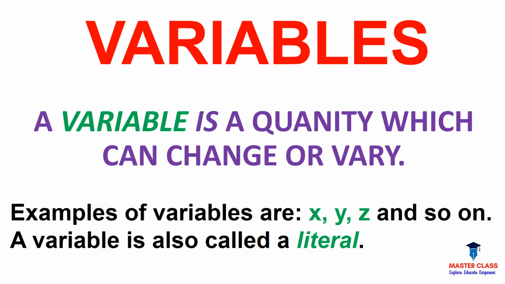Let's begin with variables. A variable is a quantity which can change or vary. Its value is not fixed. At different times a variable can have different values. Variables are usually denoted in mathematics with the small letters x, y, z and so on. A variable is also called a literal.